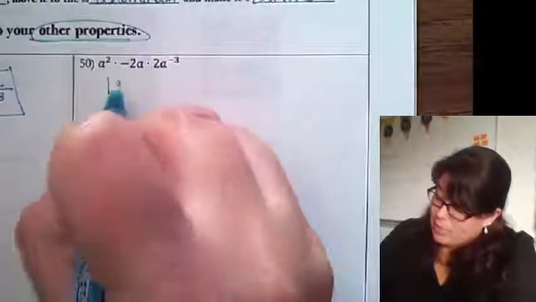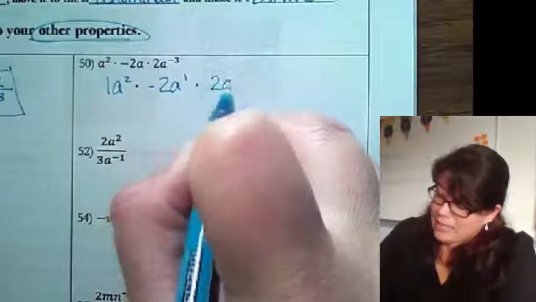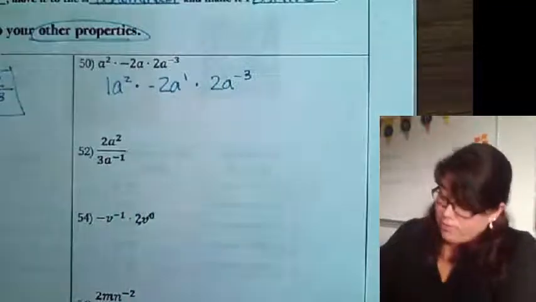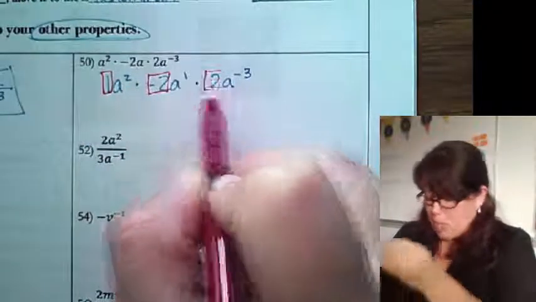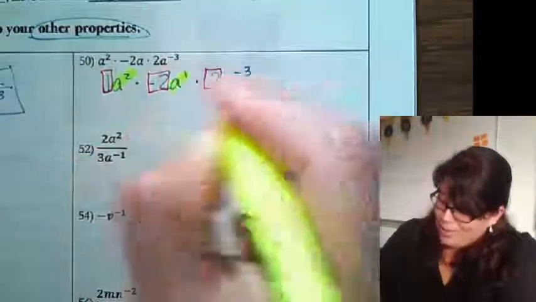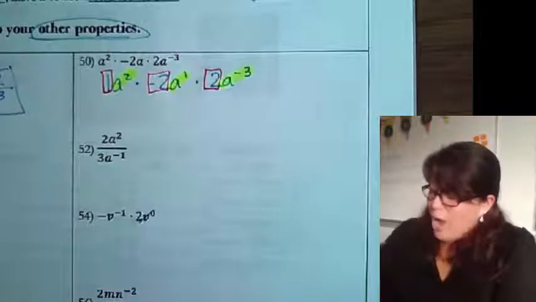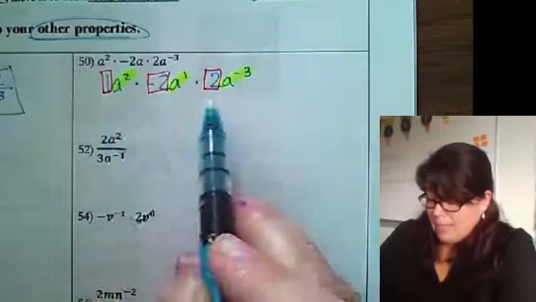Coefficient, base, exponent, coefficient, base, exponent, coefficient, base, exponent. Yeesh, it's negative. No fun. But that's okay, I can handle it because I'm a boss. You're a boss too, right? Yeah, you are. You know you are. All right, I boxed my coefficients and I highlighted the bases and the exponents.